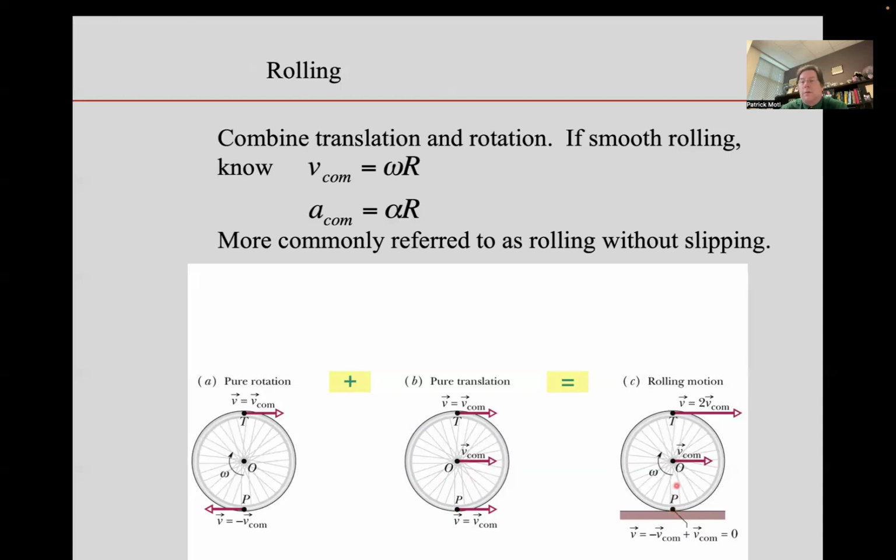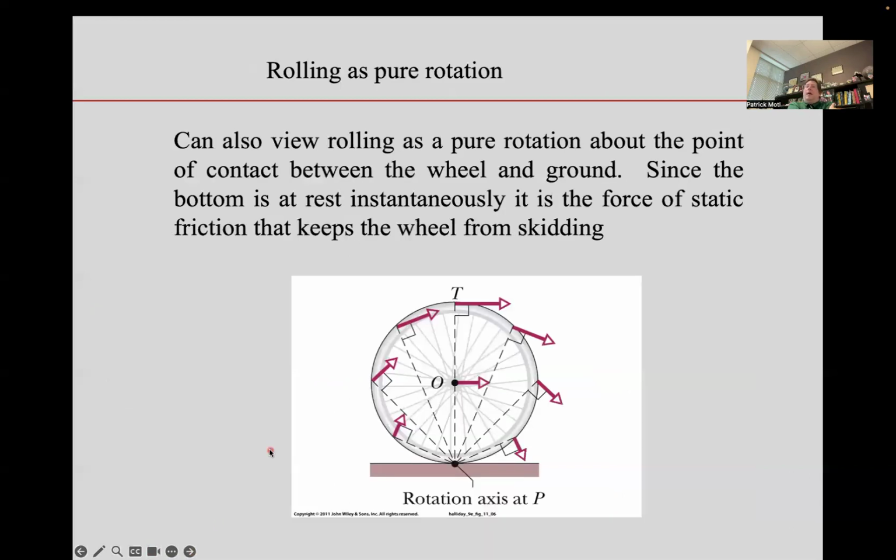And then this confirms what we saw in that first picture. The top of the wheel literally is moving faster. The bottom of the wheel is at rest. You go off that point of contact, it's no longer at rest, but it's not moving as fast. Okay. We can also view this rolling as a pure rotation, but it has to be a rotation about a rotation axis that's moving. So that gets a little mind bendy to think about.